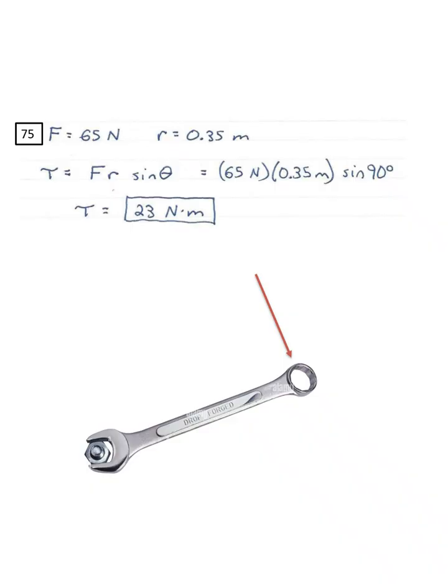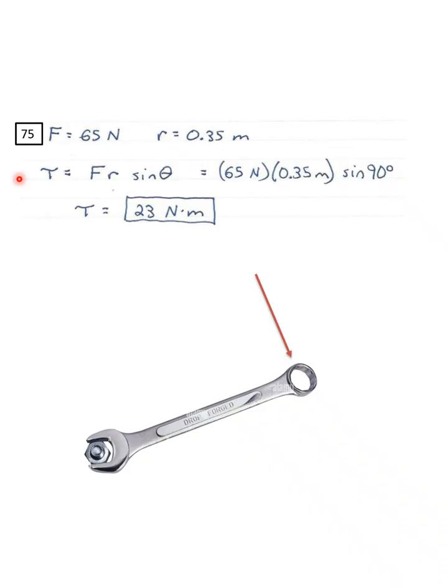Number 75. An auto mechanic applies a 65 Newton force near the end of a 35 centimeter long wrench. What is the maximum torque? We're going to use this equation that torque equals force times lever arm times sine theta. The mechanic is applying the force near the end of the 35 centimeter long wrench, so we'll take 35 centimeters as being the lever arm.